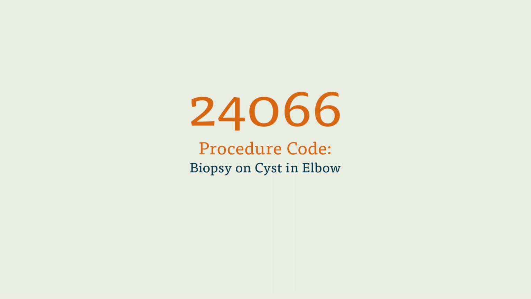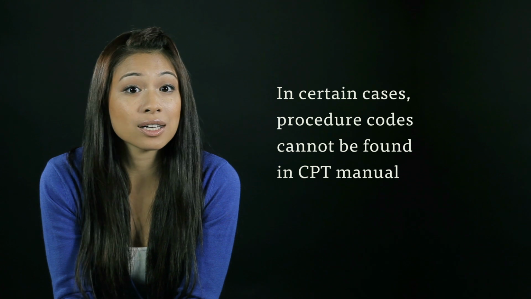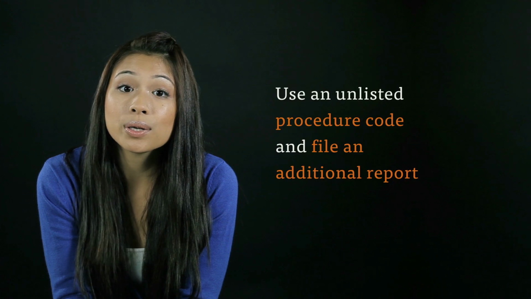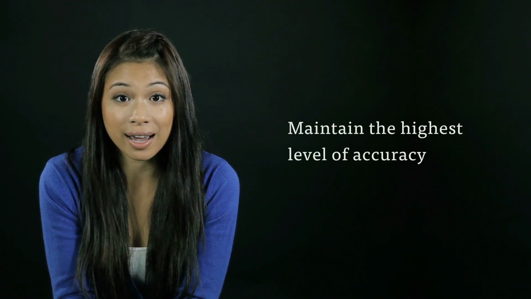on our patient's elbow. In certain cases, you may find that the procedure you've been asked to code cannot be found in the CPT code manual. Remember that we want to code as accurately as possible at all times. In cases where a procedure has not yet made its way into the CPT book, we use an unlisted procedure code and file an additional report. This may seem like a lot of extra work, but it's your duty as a medical coder to maintain the highest level of accuracy.